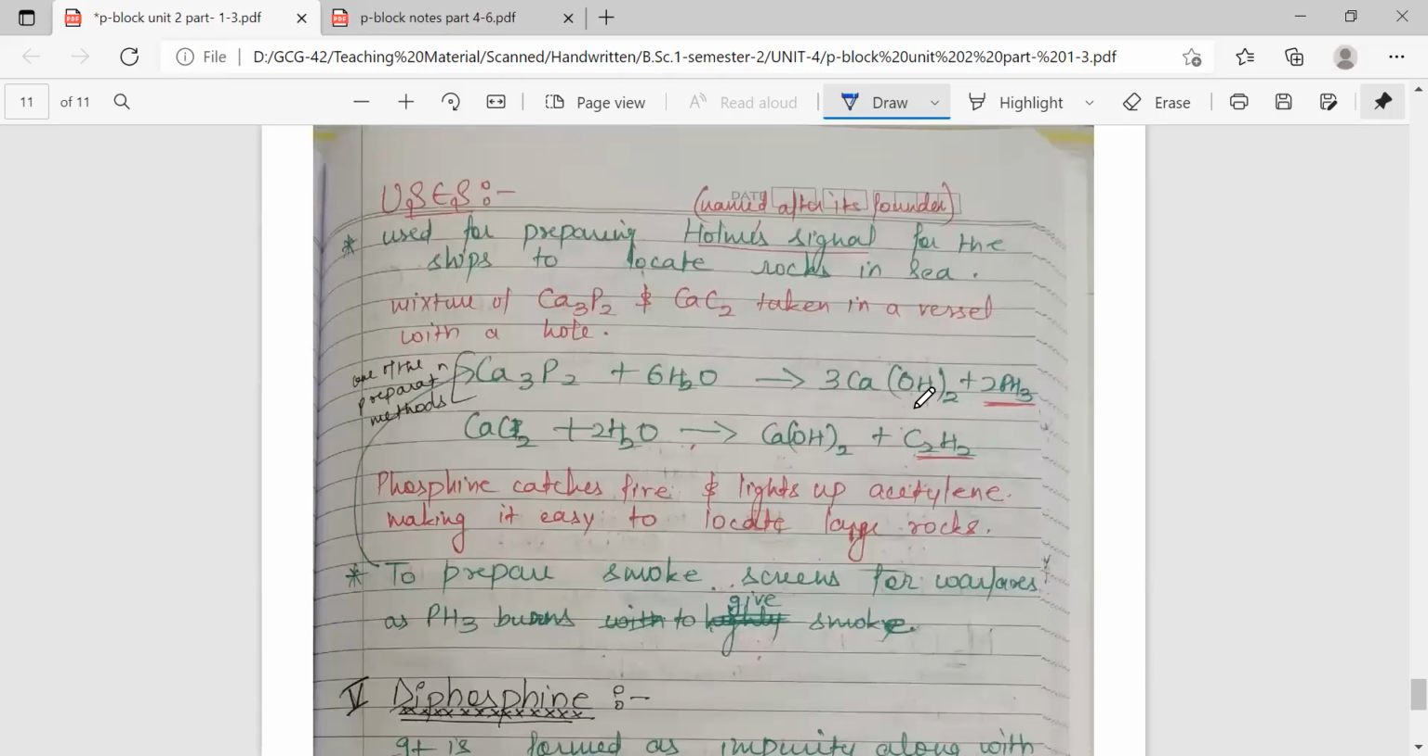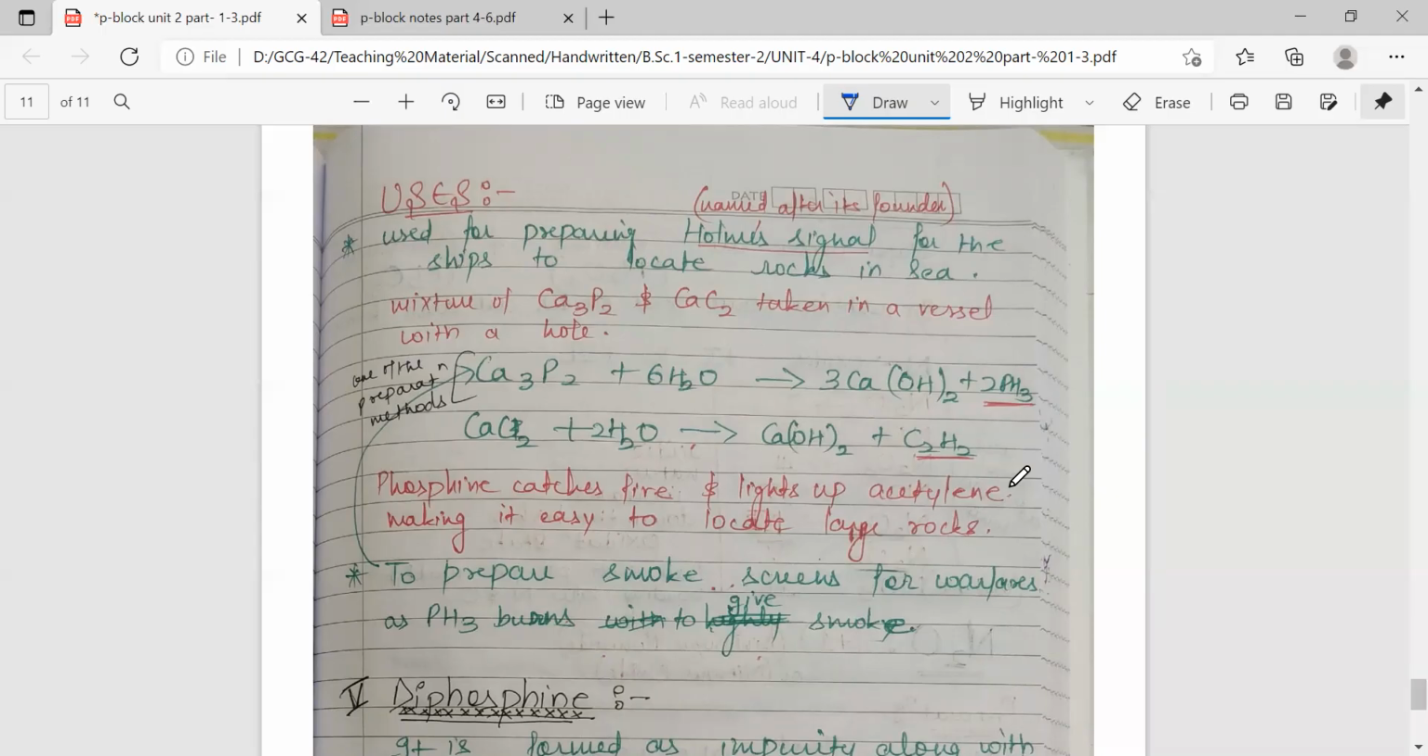This phosphine catches fire very easily, and this will further light up the acetylene, and a huge light is produced in the middle of the sea, so the ships will be able to locate the rocks present in their way. This mixture is used as a Holmes signal, as the scientist Holmes actually invented this. That is why the name is Holmes signal.